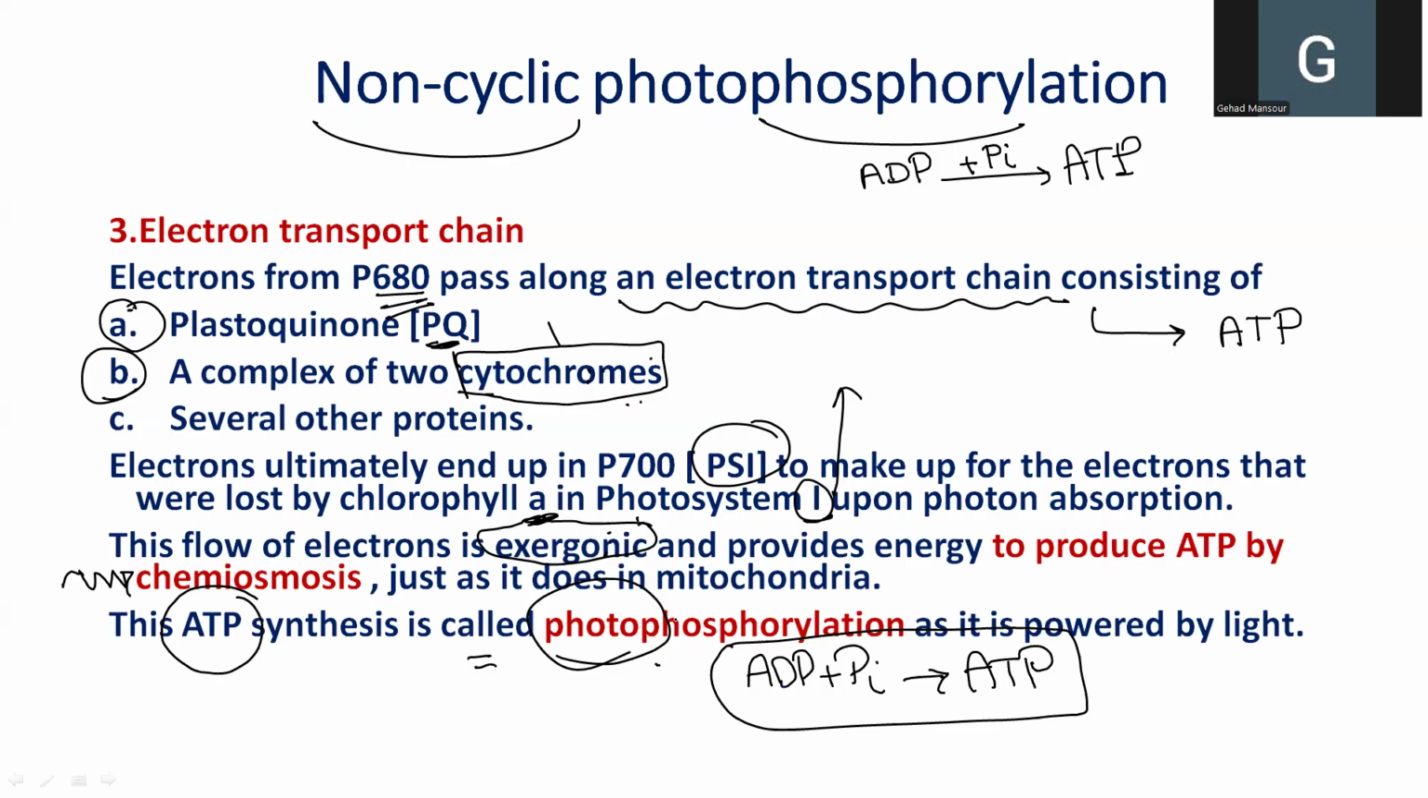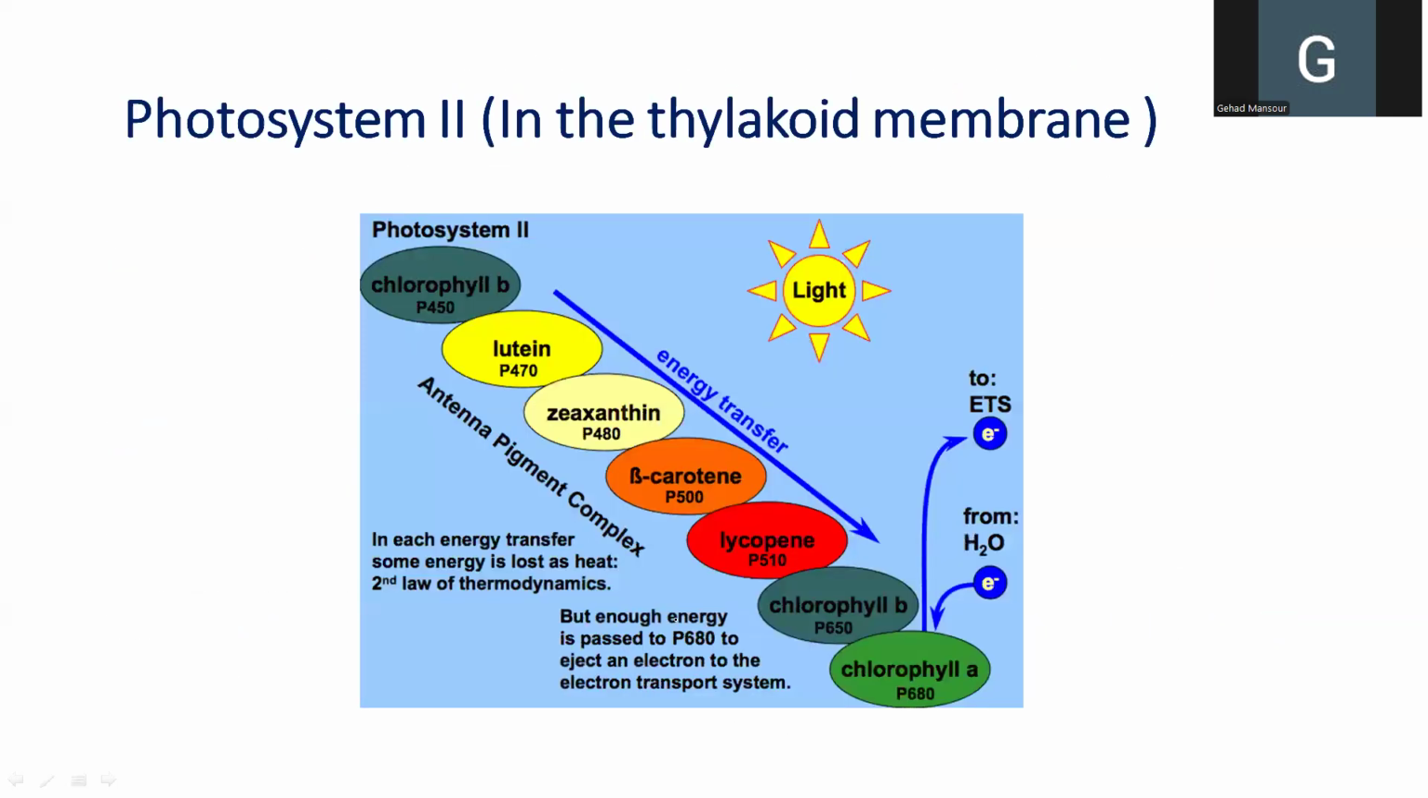But how does photophosphorylation occur? Photophosphorylation occurs through a process of chemiosmosis, in which we are going to explain the relationship between the released energy from the electrons and pumping of protons.